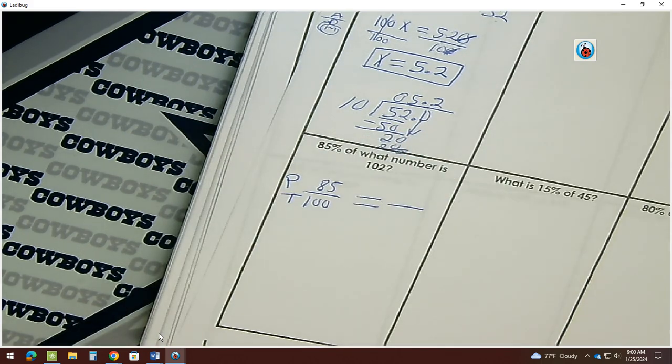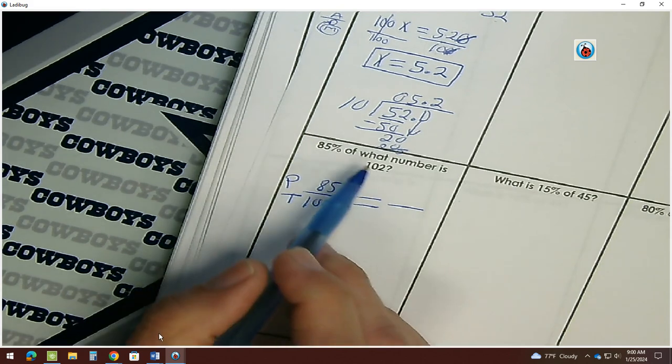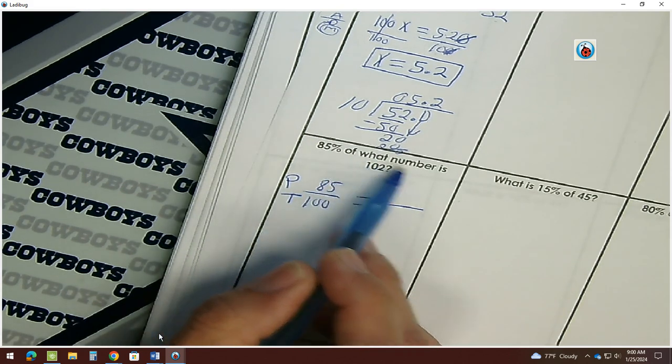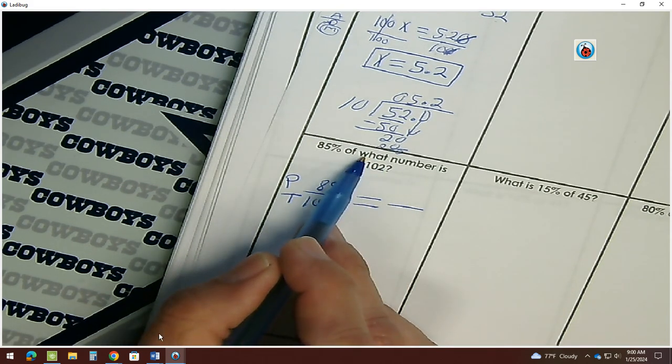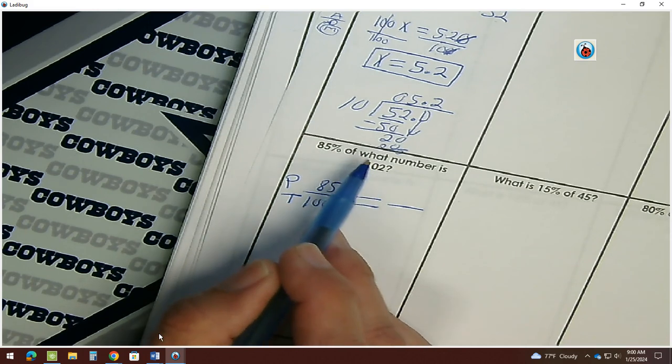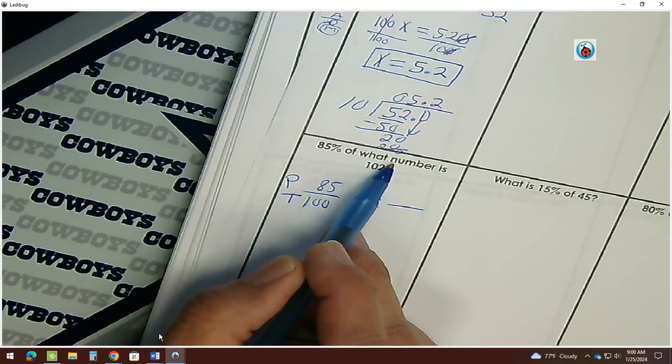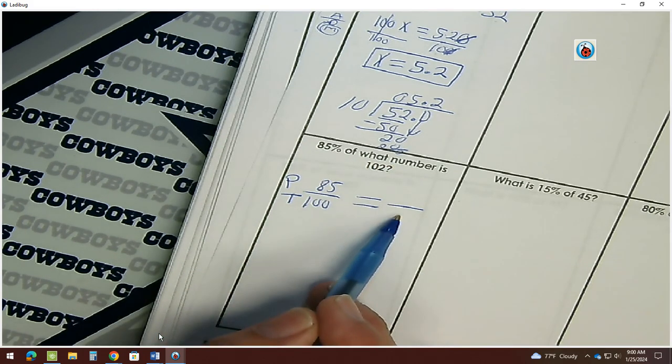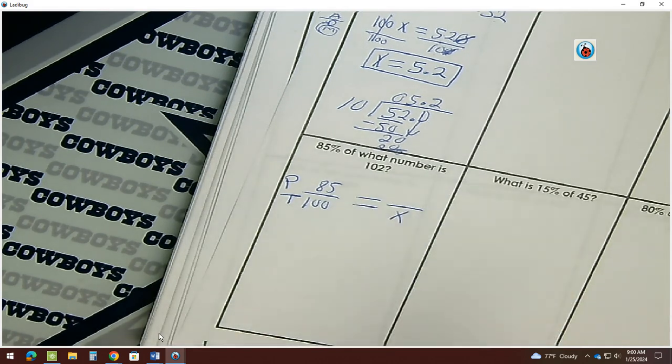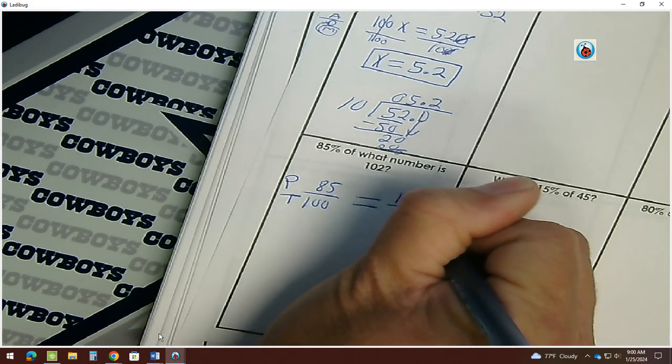Questions with that? Now look at this one. Of what number? So do we know the of? Who was the of always? I just told you who's the of. The total. So do we know the of? No. So what should we put in total this time? X, because we do not know it this time. You understand? Now that means that the 102 has to go on the top this time.